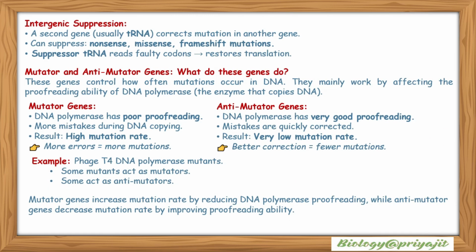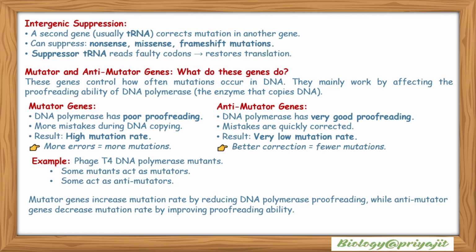Intergenic suppression: a second gene, usually a tRNA, corrects a mutation in another gene. This is called intergenic suppression. It can suppress nonsense, missense and frameshift mutations, and the suppressor tRNA reads faulty codons and restores translation.